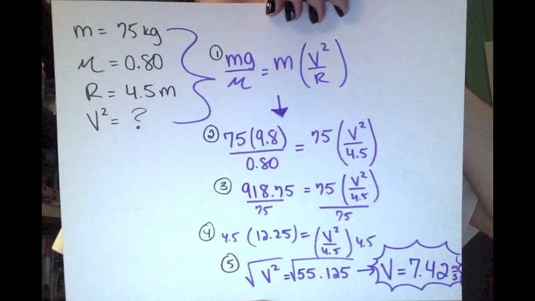So now we just have to find v. My apologies, it's supposed to be v, not v squared. When you have your equation, mg over mu equals m times v squared over r, you plug everything in. So you have 75, which is your mass, times 9.8, which is gravity, over your mu of 0.8 equals 75 times v squared over 4.5, which is your radius. And when you go through the steps of algebra, which I have listed here, you end up with your velocity being 7.42 meters per second. And if you plug it all back in, it should work perfectly fine. And there you go, you answered your question.